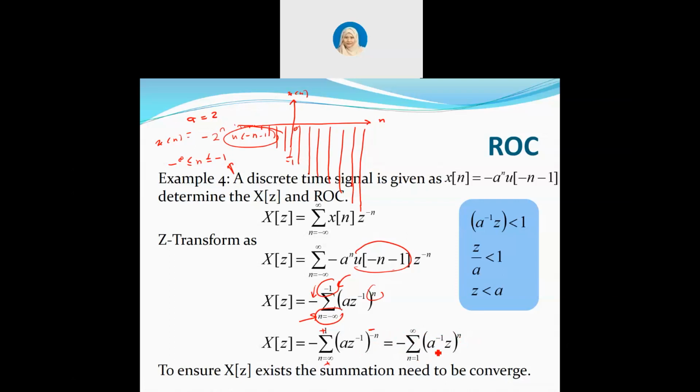So now our base is a to the negative 1 z, to the power of n. Similarly, to make it converge, a to the negative 1 z must be less than 1. Then we notice that our ROC now becomes |z| less than |a|. This ensures the summation converges, so the summation must be less than 1, and we find that z is less than a.